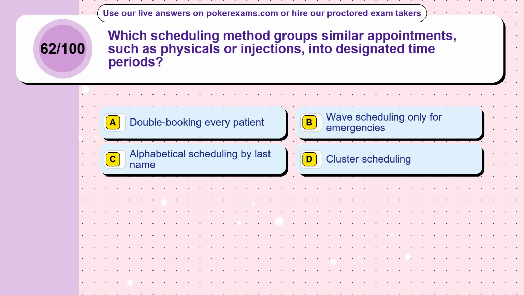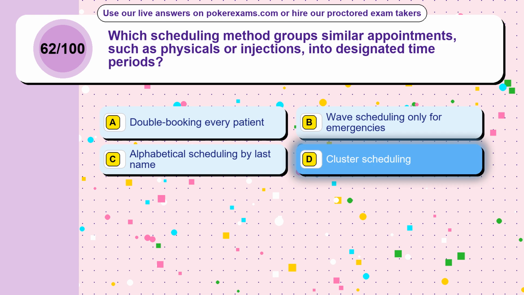Question 62. Which scheduling method groups similar appointments, such as physicals or injections, into designated time periods? Option A. Double booking every patient. Option B. Wave scheduling only for emergencies. Option C. Alphabetical scheduling by last name. Option D. Cluster scheduling. The correct answer is option D.